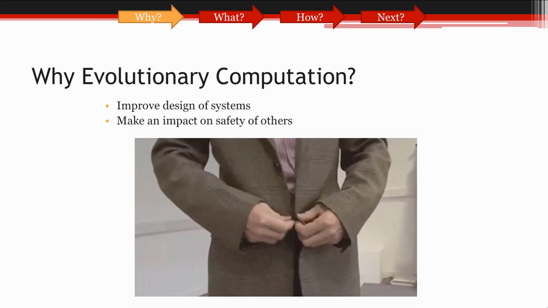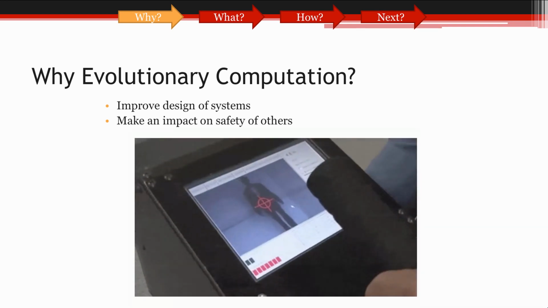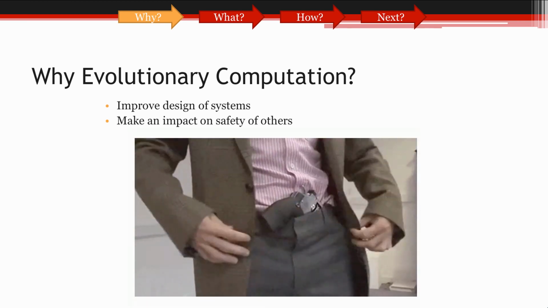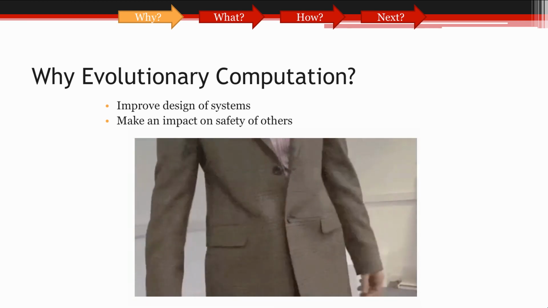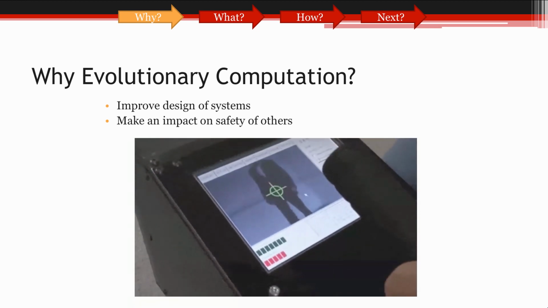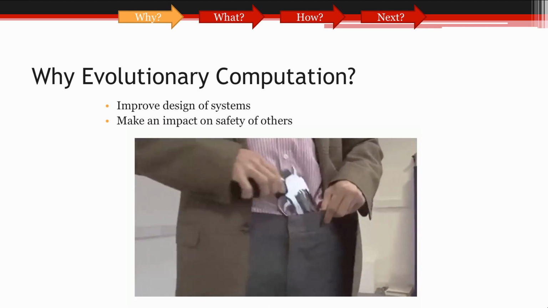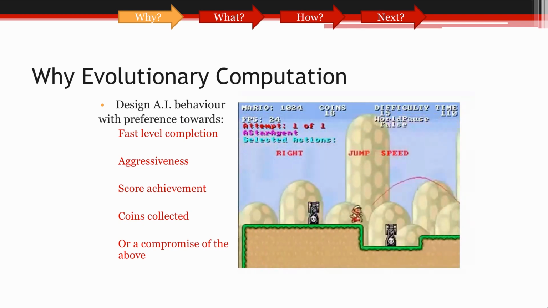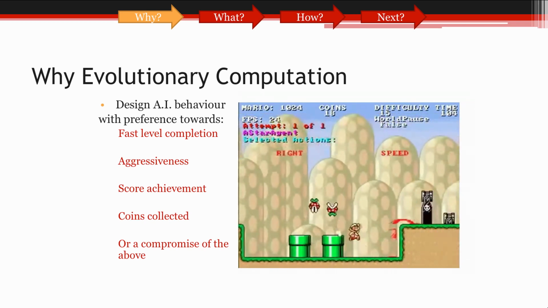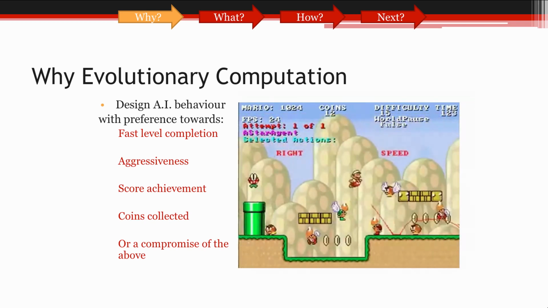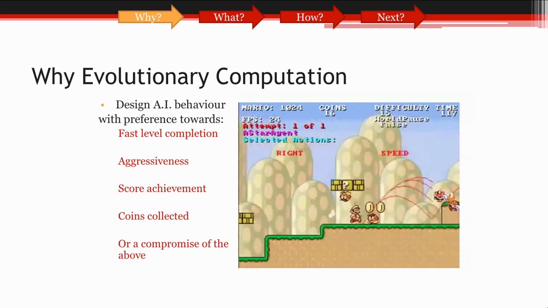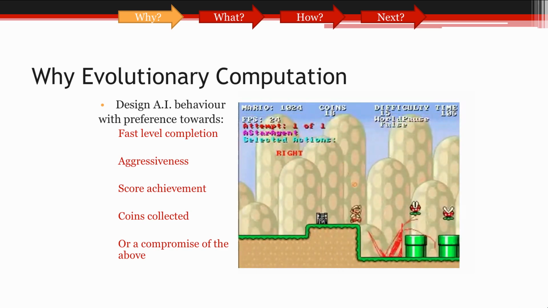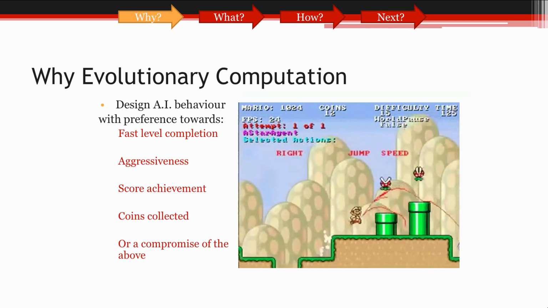Towards the end of my PhD, I had the opportunity to apply evolutionary computation to a concealed weapon detection system. This type of application concerns the safety of others, and any improvements made can positively impact this safety. It can also be applied to designing AI behavior for video games, where, for example, we can focus on creating a Mario who is greedy and wants to collect as many coins as possible. There are many applications for evolutionary computation, and we've barely scratched the surface in these last few minutes.